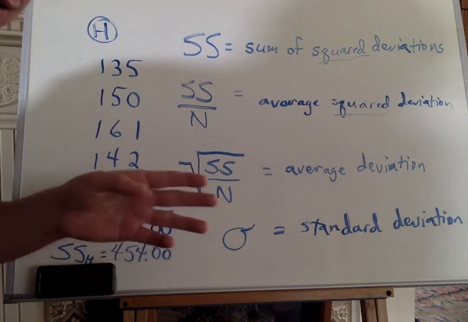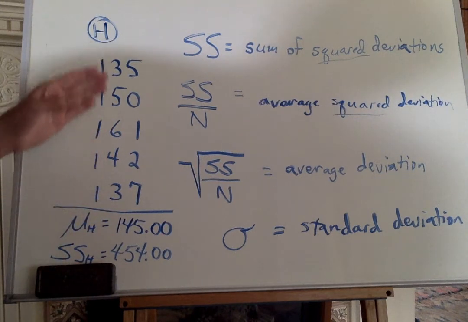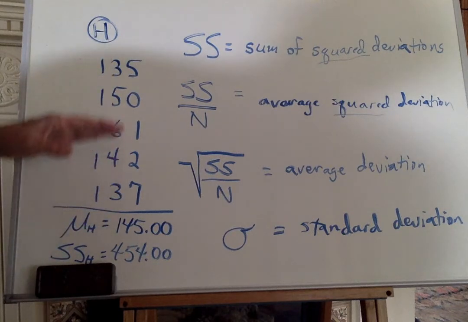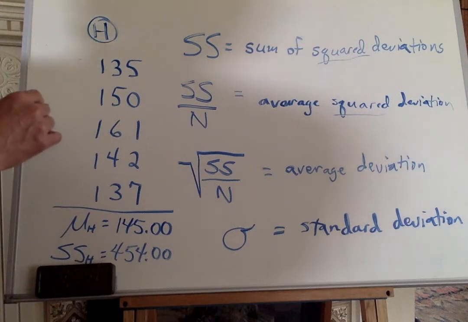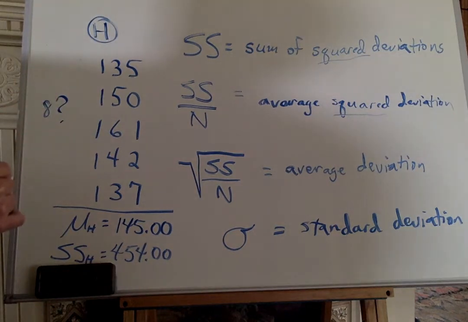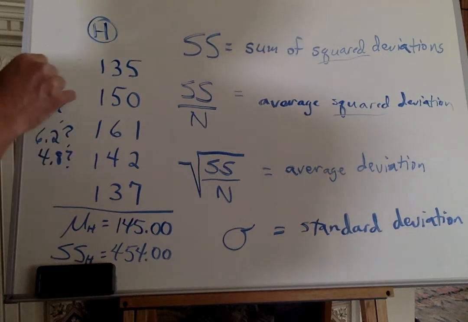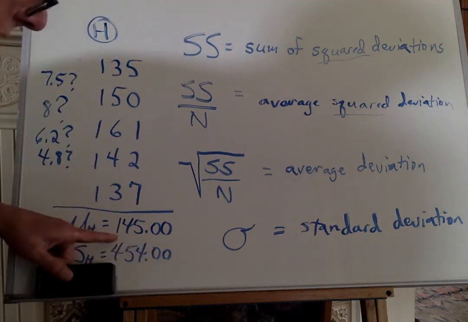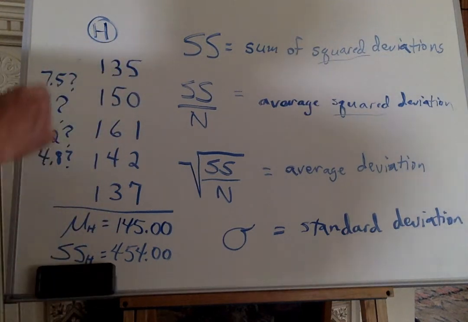Please guess. If the average is 145, how much on average do scores deviate from 145? I mean, I don't know, 8? Maybe 6.2? 4.8? I don't know, maybe 7.5? On average, how much do these scores deviate from 145? These are good guesses, I think.